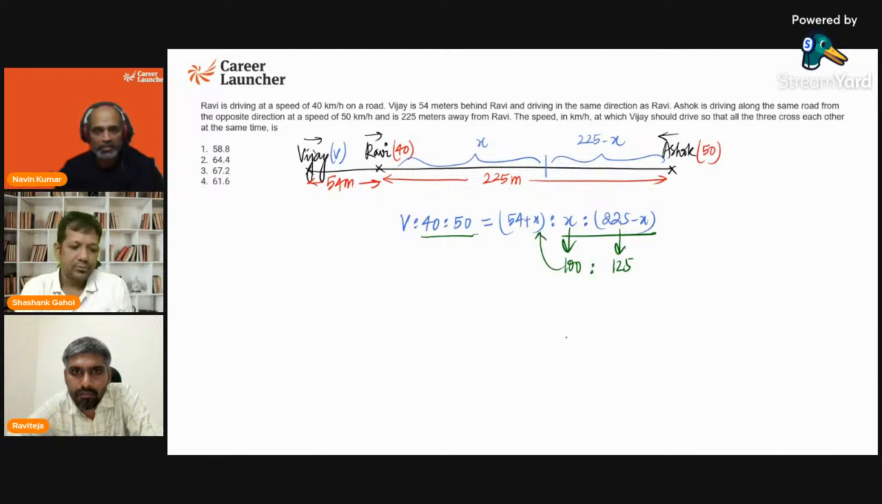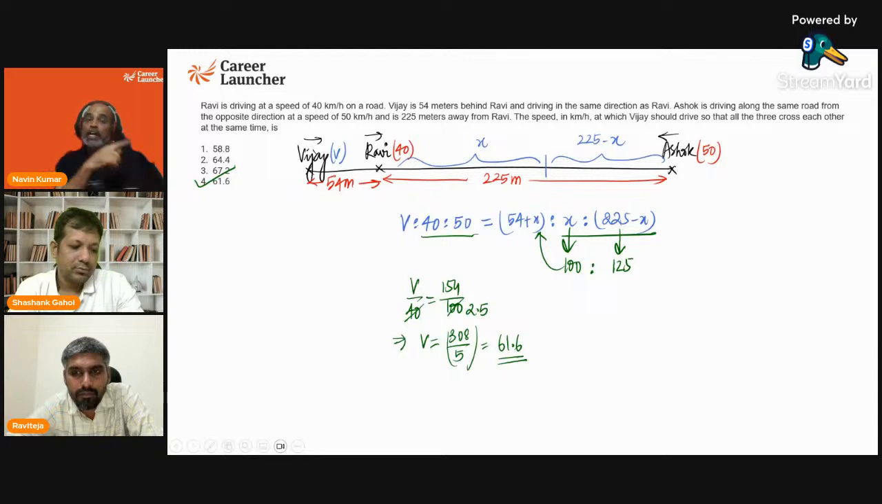This 100 goes here. So I will have Vijay upon Ravi. We can take Ravi or Ashok, either of them. So I'm going to take Ravi. So Vijay upon Ravi, the speeds ratio will be 54 plus 100, that is 154 out of 100. So from here we will have Vijay is equal to 2.5 times, which is 308 by 5. So this is going to be 61.6. This will be Vijay's speed.